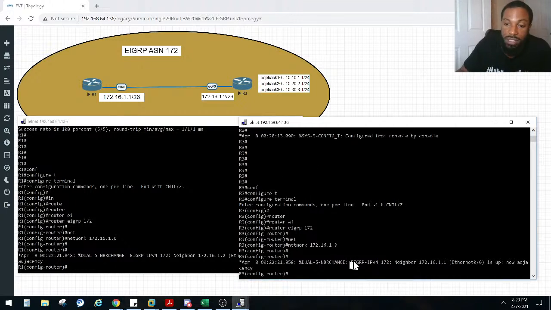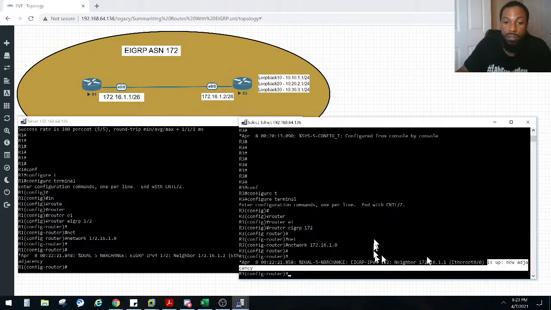But anyways, this lets us know that it's EIGRP, and that's the ASN. He learned about this neighbor right here, which is 172.16.1.1. That's his router ID. We learned it from his Ethernet 0/0 interface, and we got a new adjacency, right? Y'all know about that already, right?